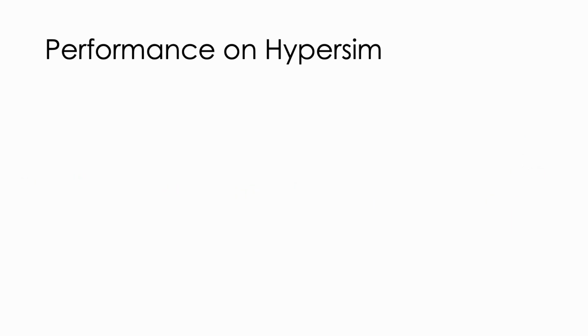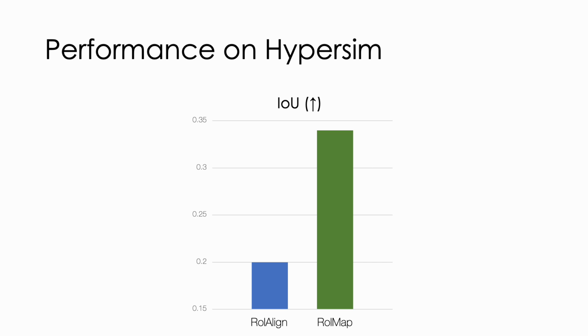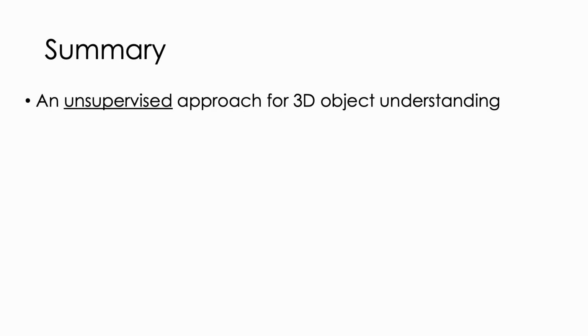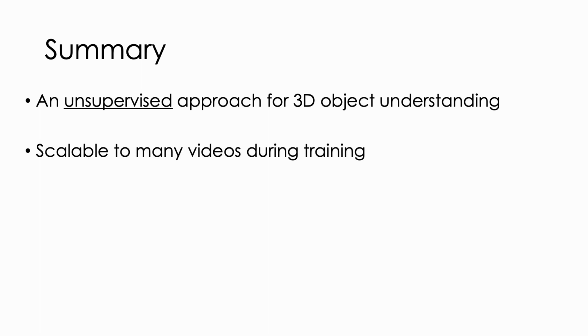We also evaluate using multi-view silhouette intersection metrics, which we show to be approximate 3D metrics in the absence of 3D ground truth. ROIMap is indeed important, which verifies our intuition for building in equivariance in all 3 axes of variation. Using a distance transform to capture layout errors is also impactful. In summary, I presented an unsupervised approach for 3D object understanding from complex scenes with multiple objects, and which is scalable to many videos during training.